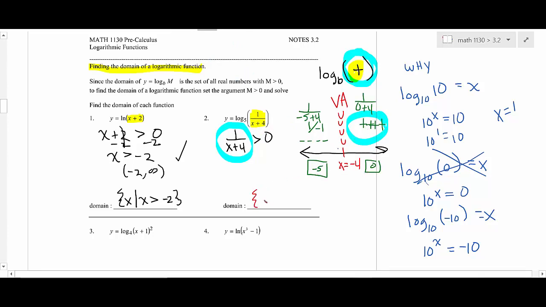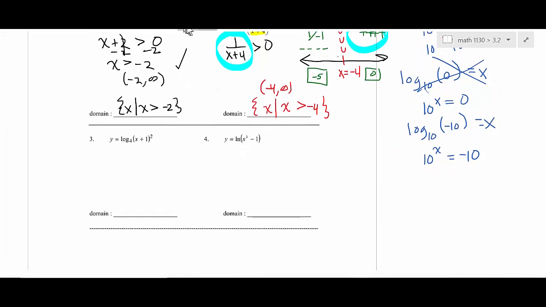So what you would say is set of x such that x is strictly greater than negative 4, or you could say negative 4 to infinity if you did that in interval notation, okay? So see what I'm doing on every single one of these problems is you're going to start by taking the argument greater than 0, and then you got to know how to solve these different inequalities. Okay, there's different techniques for different ones. Okay, all right, let's take a look at this one.